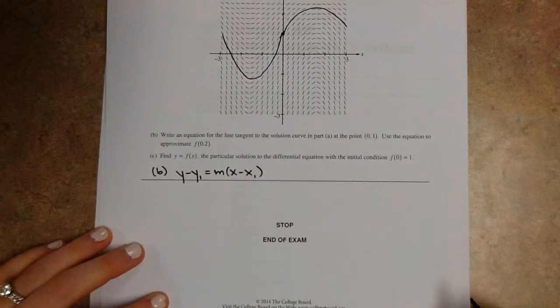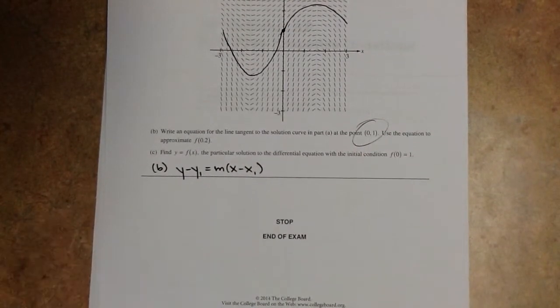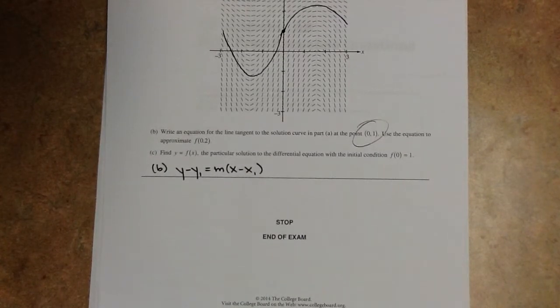They gave us y1, and yeah, they gave us an entire point. So that's like one thing for free. Normally they give us the x value. They don't always give you the y value.